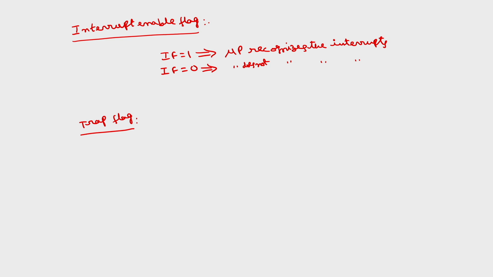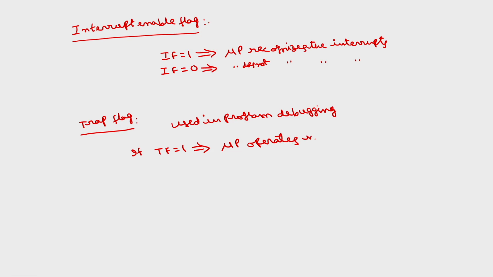This flag is basically used for debugging a program. Debugging means checking for errors. After writing a big program, you have to check for the errors in the program. So, if the trap flag is set to 1 by the programmer, the microprocessor enters into single stepping mode. The microprocessor operates in single stepping mode.